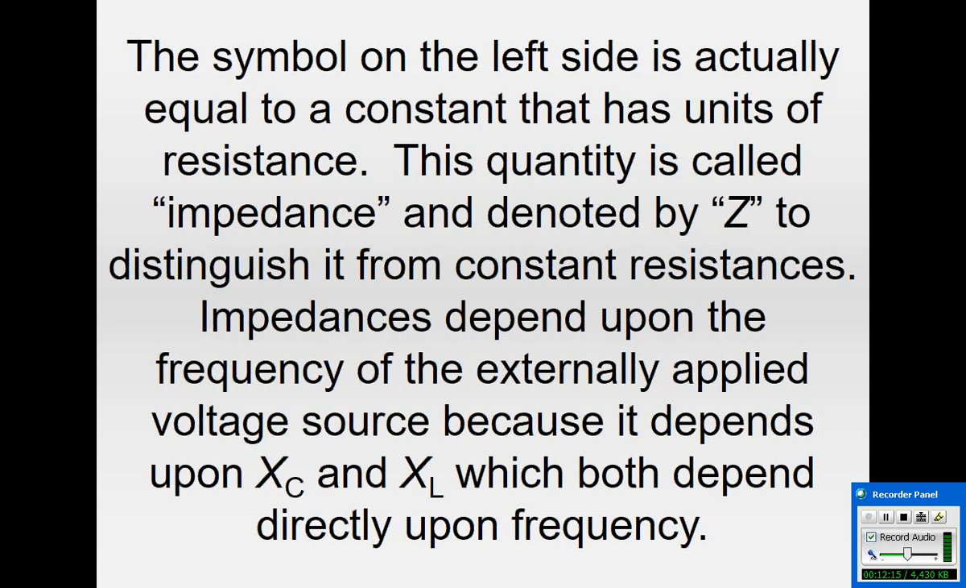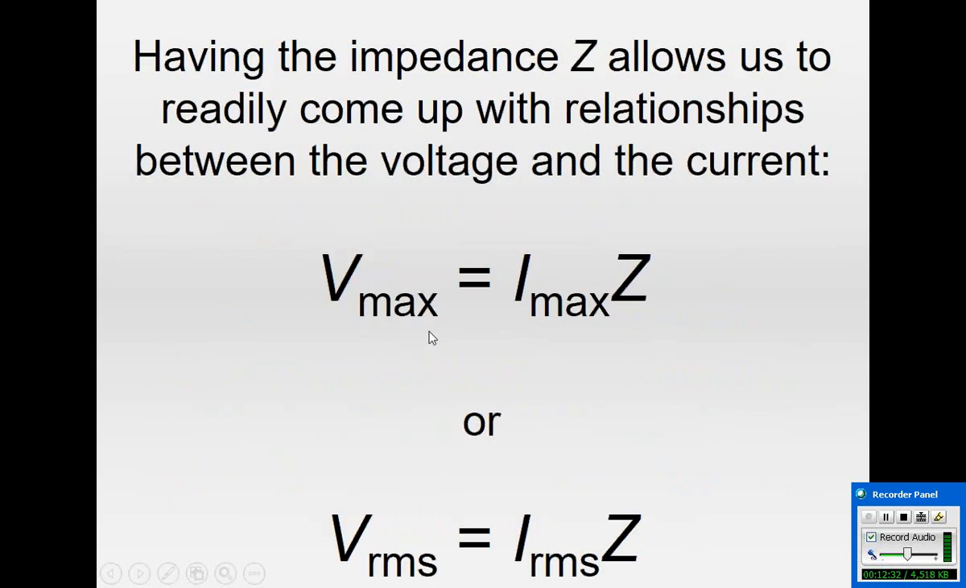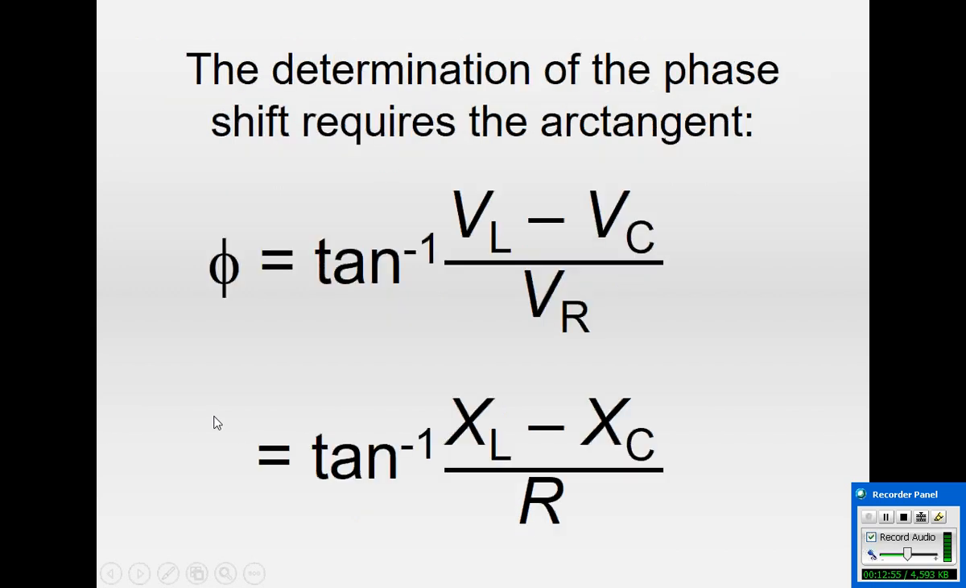But as I said, because Z depends upon XL and XC, and both of those depend upon the frequency of oscillation, this isn't a true resistance. It just has some hallmarks, some characteristics of a resistance. With this definition of impedance, we can express a variation of Ohm's law using maximum values, so the maximum voltage equals the maximum current times the impedance, or equally valid, I can use root mean square values. VRMS equals IRMS times Z.